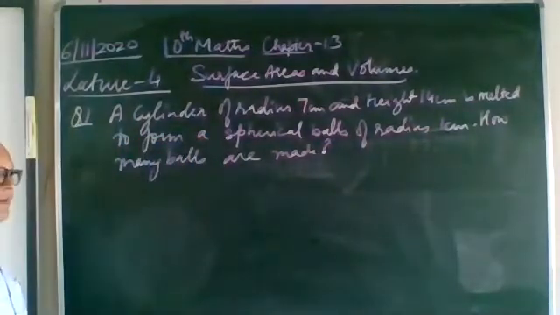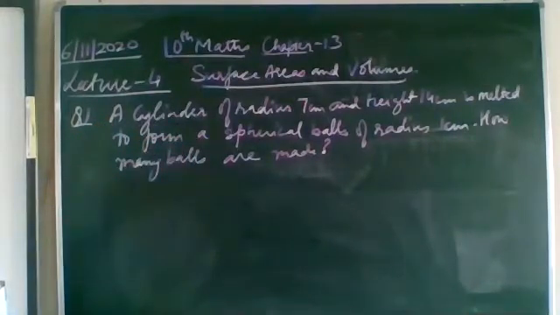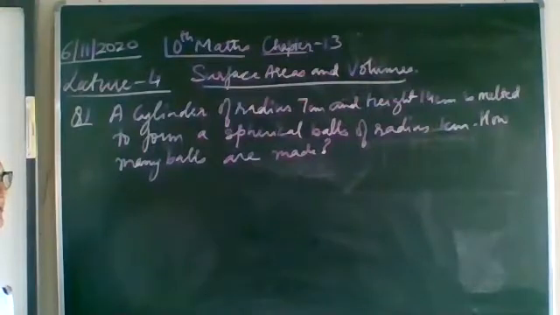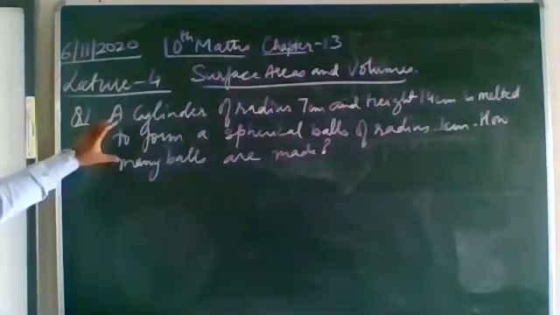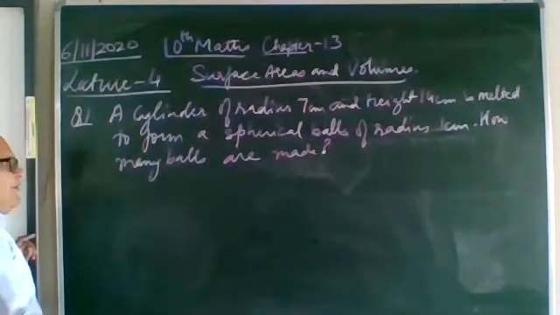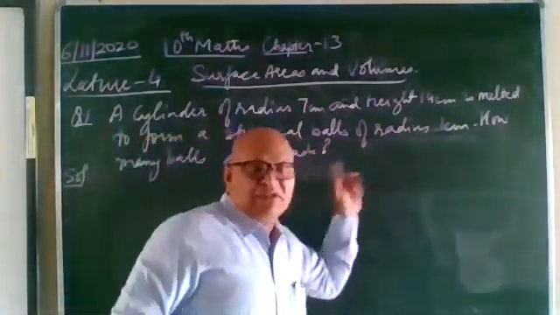So, when we read the question, a cylinder of radius 7 centimeter and height 14 centimeter is melted. So, concept will be what? Volume of melted figure equal to volume of casted figure. When you come to the concept, you will see what is melted and how many things you are making. So here cylinder is melted to form spherical balls. So how many balls are formed?